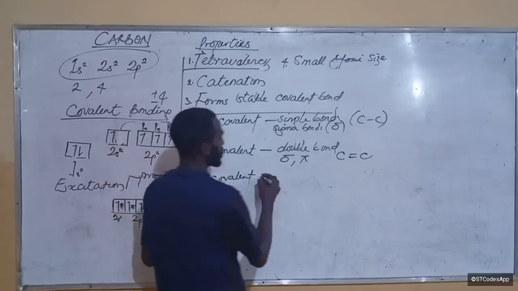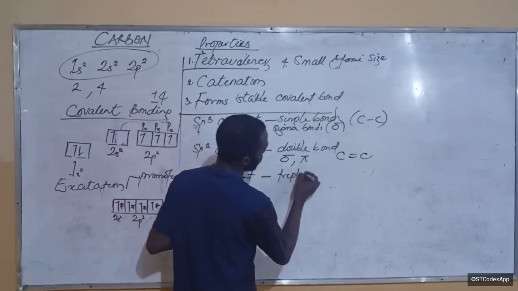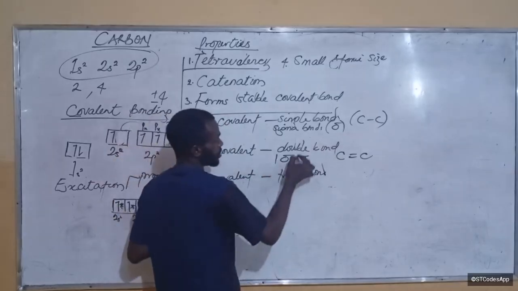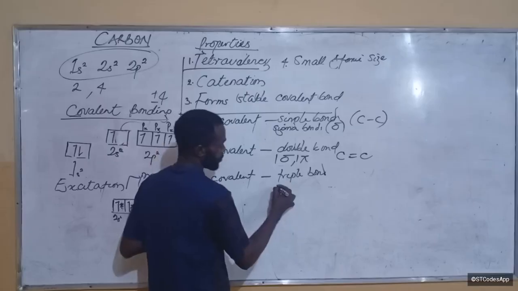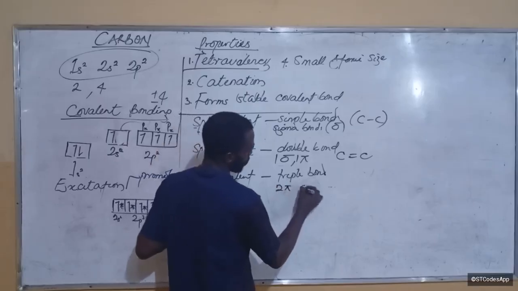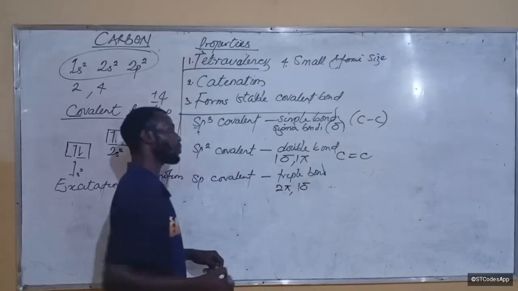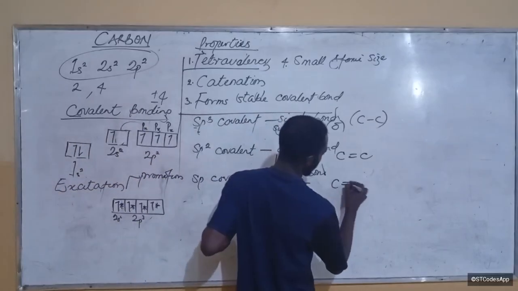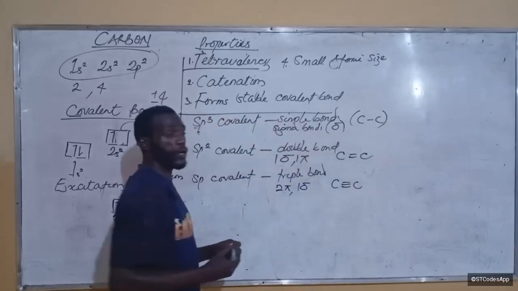The sp covalent bond forms a triple bond, so we can call it a triple covalent bond. Here we have 1 sigma, 1 pi. In this place we have 2 pi's and 1 sigma. So here we have a carbon to carbon triple bond.